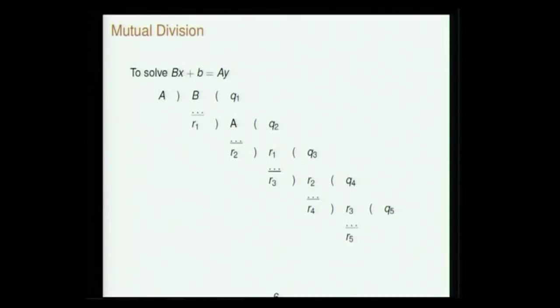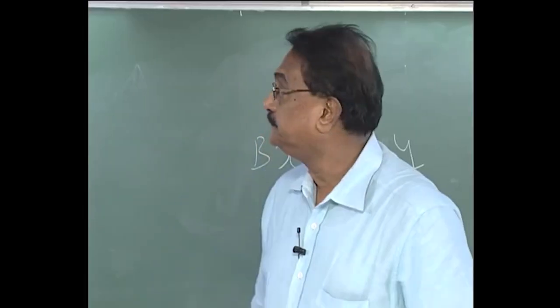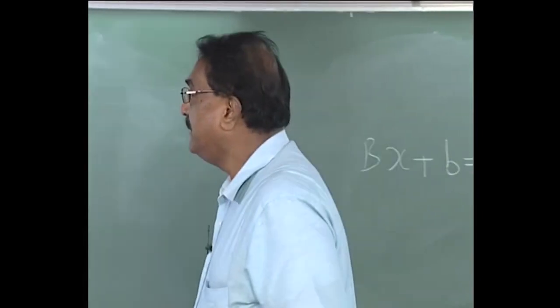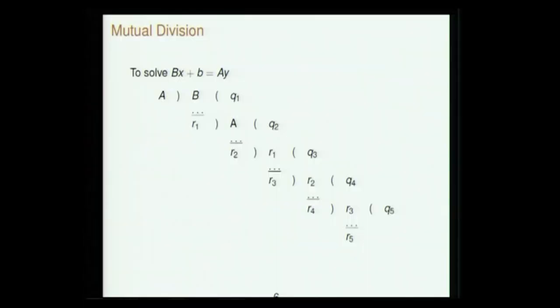So, what is done is the following. It is much easier done than said. You are solving this bx + b = ay. Essentially you use a procedure similar to what you do for finding the highest common factor between a and b, apavartanam. So, bx + b = ay. You do this mutual division, the so-called Euclidean algorithm.